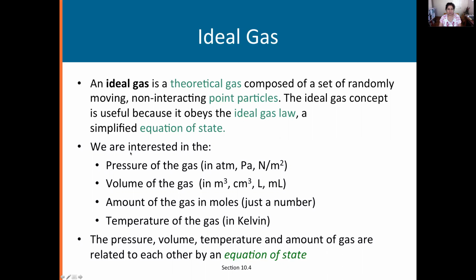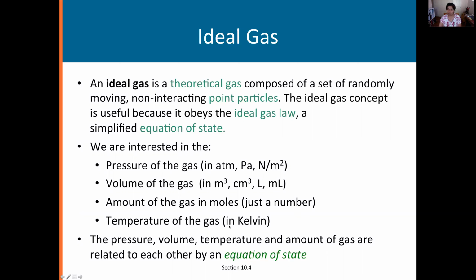So equation of state relates pressure of the gas. We know pressure is in pascals. Sometimes it's given in atmosphere. Pascal is same as Newton per meter squared. Now, volume, we're going to measure in meter cubed in SI units. It could be given in centimeter cubed, liters, milliliters. You need to be able to convert from all of them to meter cubed. Amount of gas will be in moles. Okay, we'll define moles a little bit later on. It's just a number, so it has no dimension, no units.